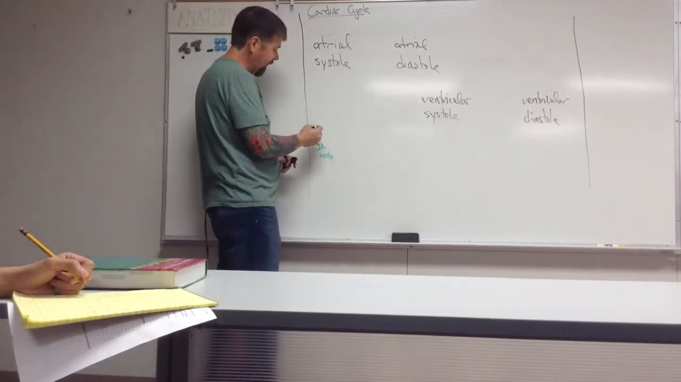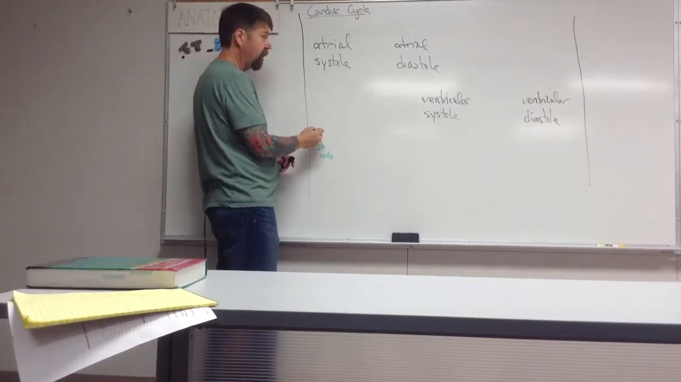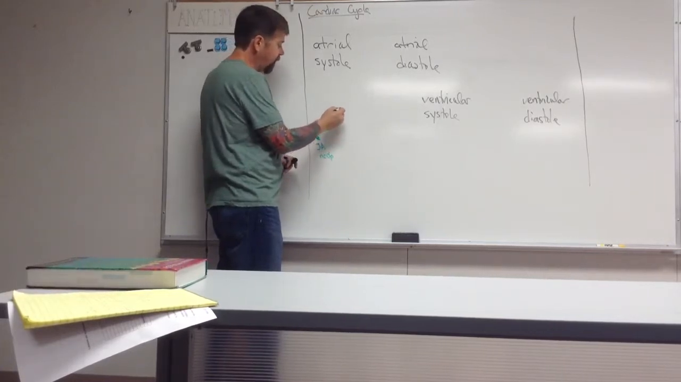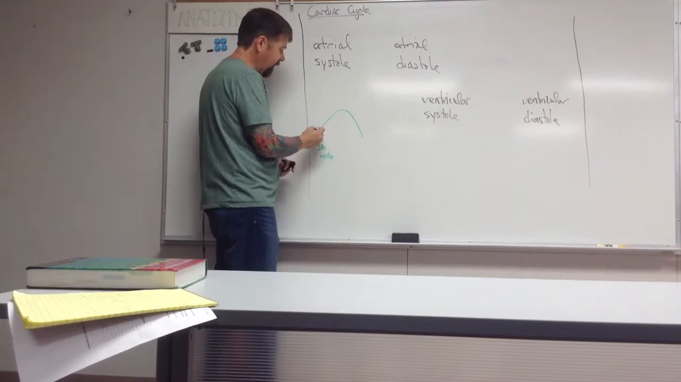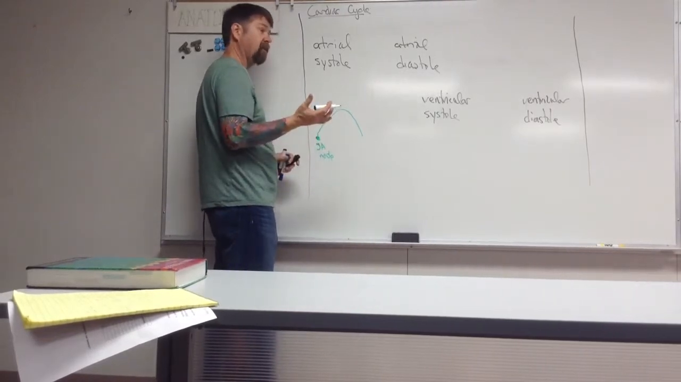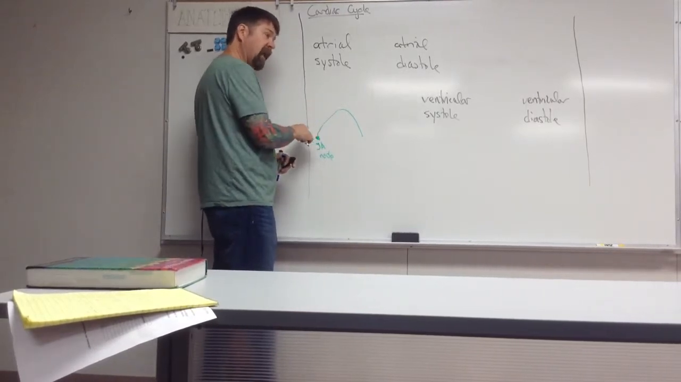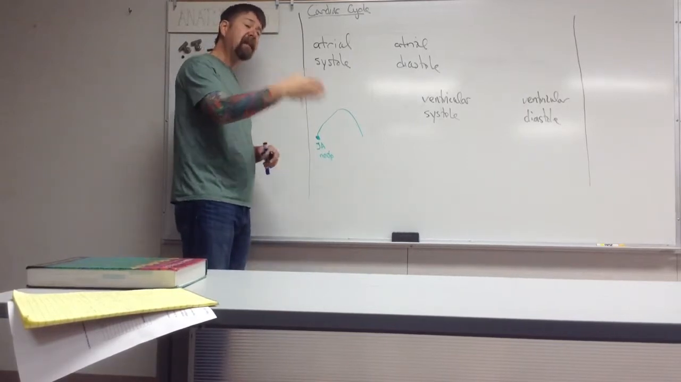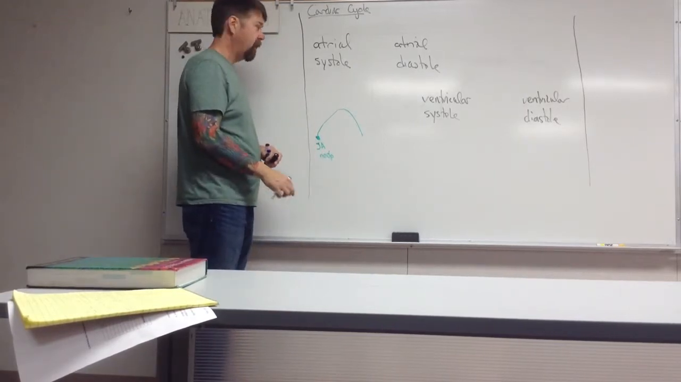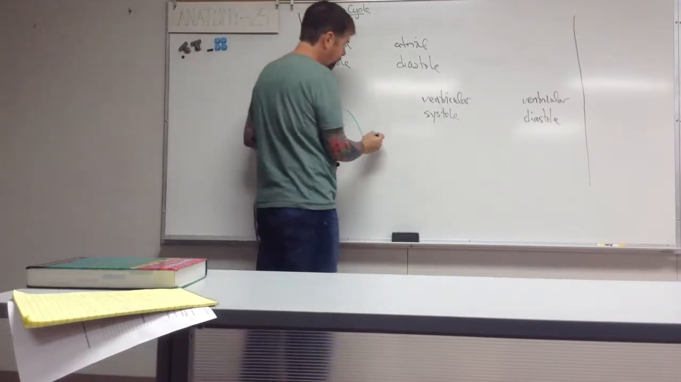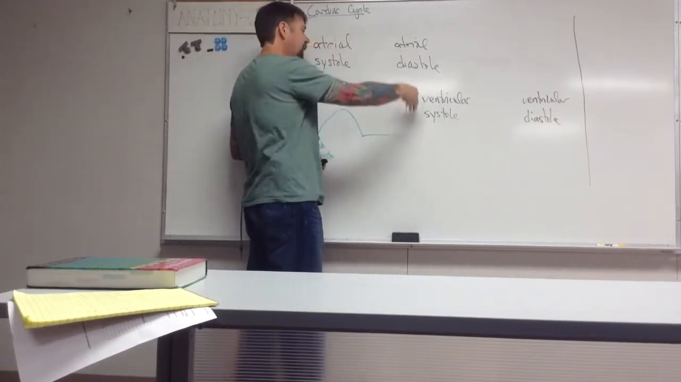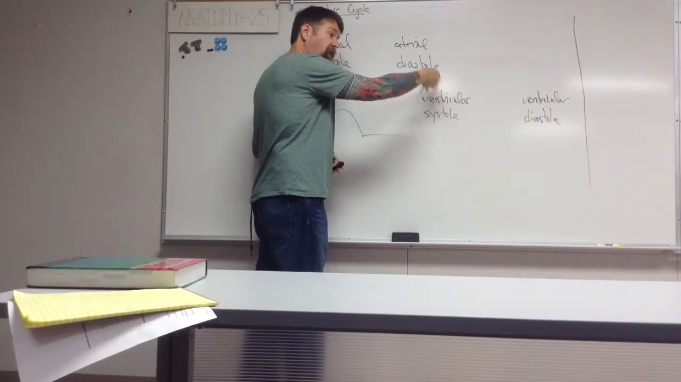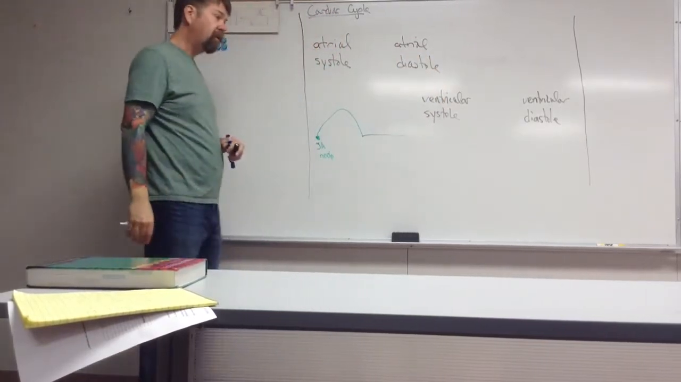Now, when the SA node fires, that is going to trigger a change in electrical activity of the heart. So we would see that event as a change in electrical activity. And that would be a depolarization. And then nothing would happen. And then we would see another electrical event, a repolarization, which would occur later.